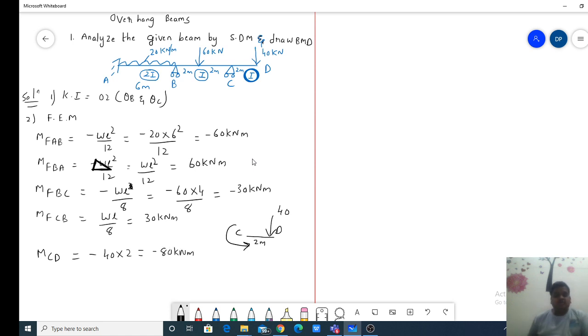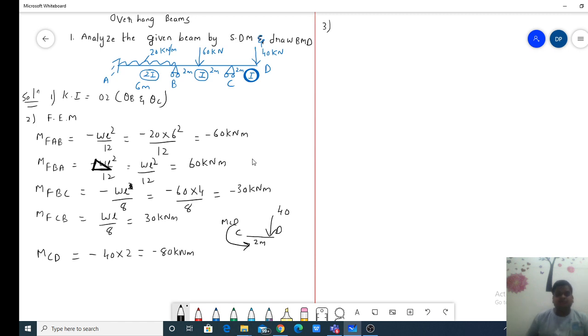Most students, when they are finding MCD, will directly write 40 into 2, consider it clockwise, and write 80 kilonewton. The MCD is nothing but the moment which is resisting it, equal to the moment caused by the point load. So that is minus 40 into 2, that is minus 80 kilonewton. This is the only important step. The rest of the steps will be the same. So this is all about fixed end moment.